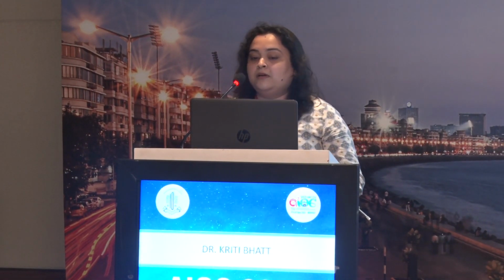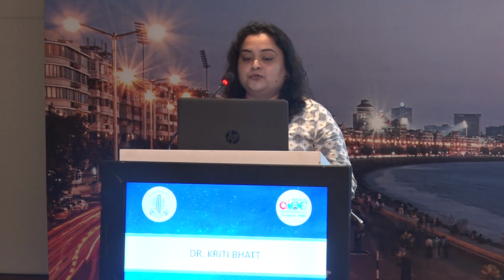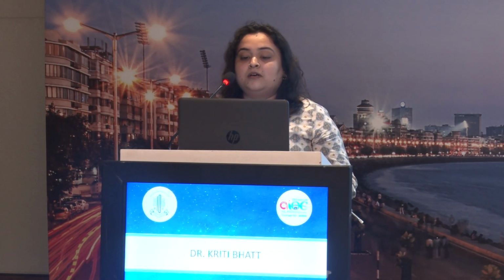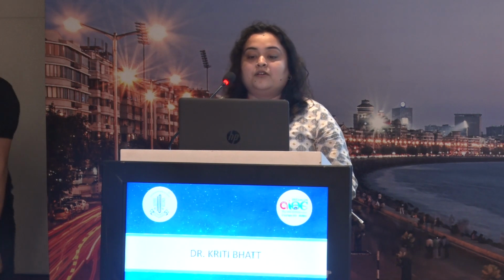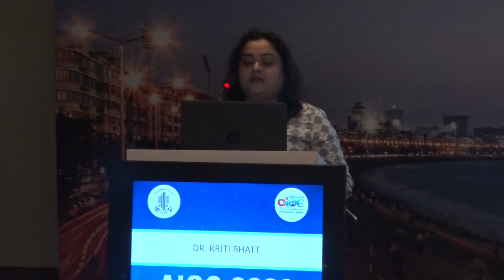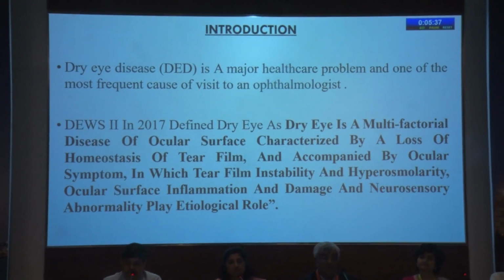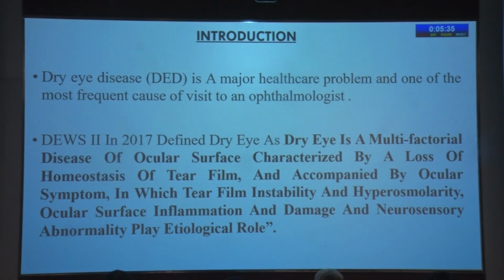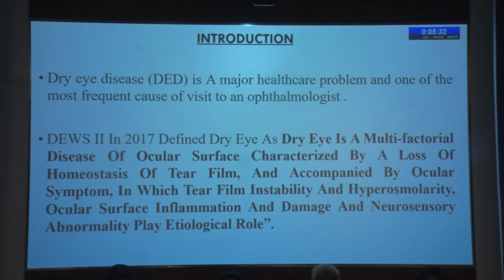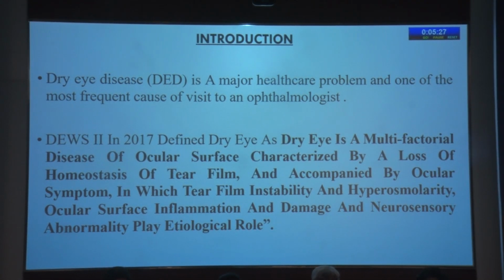A very good morning to all. I am here to present my paper on prevalence of dry eye, its categorization according to DEWS II, and pathological correlation, a tertiary care hospital-based study. Dry eye is a major healthcare problem and one of the most frequent causes of visit to an ophthalmologist. DEWS II in 2017 defined dry eye as a multifactorial disease of the ocular surface characterized by loss of homeostasis of the tear film and accompanied by ocular symptoms in which tear film instability and hyperosmolarity, ocular surface inflammation and damage, and neurosensory abnormality play an etiological role.